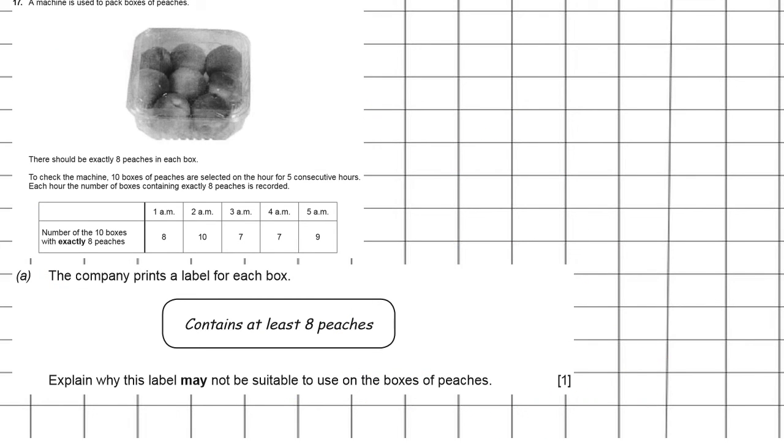Okay, 17, the last question. There should be exactly 8 peaches in a box. To check the machine, 10 boxes of peaches are selected on the hour for 4 consecutive hours. Each hour, the number of boxes containing exactly 8 peaches is recorded. The company prints a label for each box: contains at least. Okay, that's important. Explain why this may not be suitable.